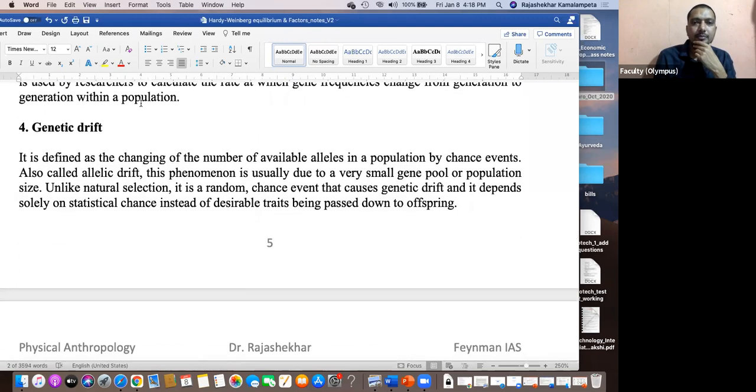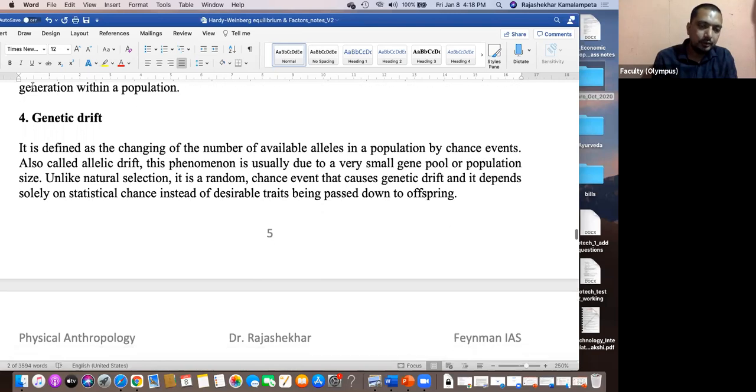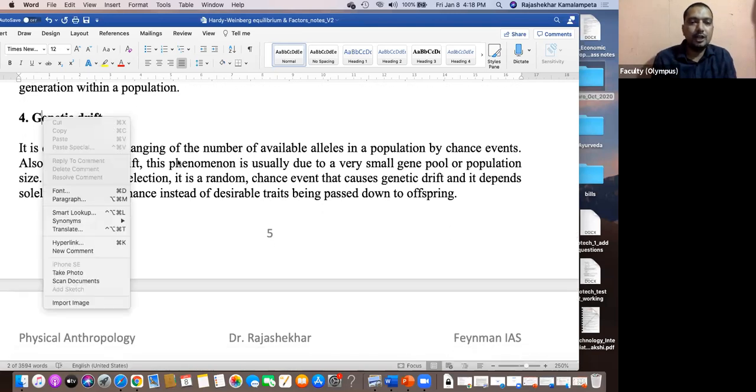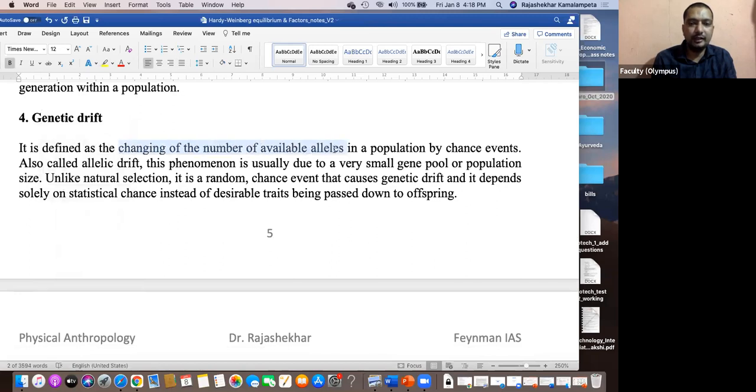Genetic drift. This is a very important aspect. It can also be asked as a short note. So what is genetic drift? Drift means shift, change, moving away, drifting away. Drifting in the genetic gene pool or genetic information. To explain it to you, first of all, let's look at the definition. It is the changing of the number of available alleles in a population by random chance. Okay, what does it mean? By chance, variation is affected.